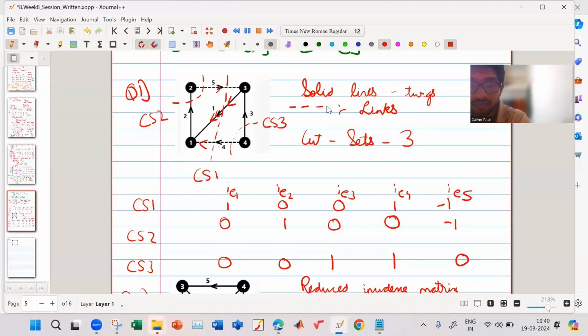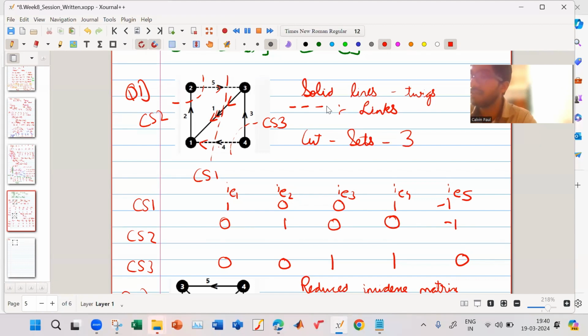CS1 we have taken for node 4, right? No, CS1 you have taken for your twig one. You have not taken it for any node. Yeah, the twig one. There we have three twigs, right? No, cut set 1 has been taken for twig 1 and for links 4 and 5.